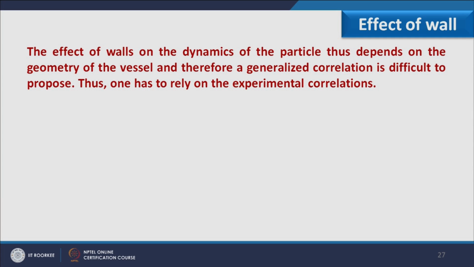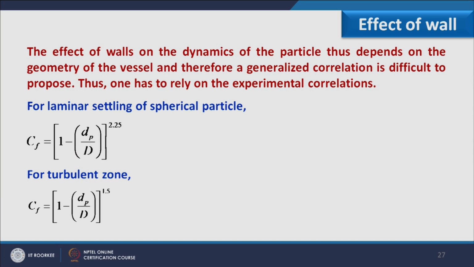So, the effect of walls on the dynamics of the particle depends on the geometry of the vessel, and therefore a generalized correlation is difficult to propose. Experimentally we can rely on the correlation for laminar settling of a spherical particle. The correlation is Cf equal to 1 minus dp over capital D, the whole raised to the power 2.25. So, this is the correlation to account for the wall effect when the particle is falling in the laminar zone.